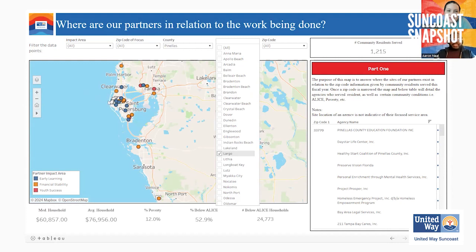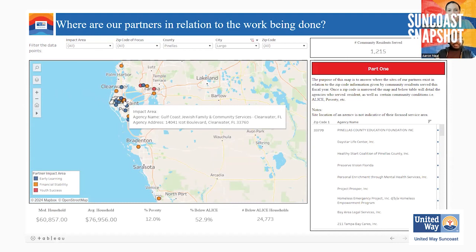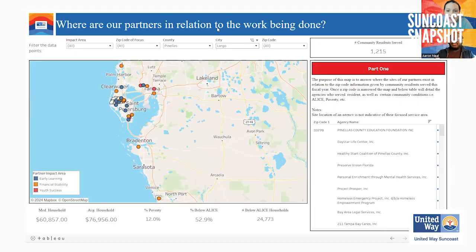So if you hover over anything, you can see, separated by your impact area, which partners someone may have worked with or someone may have engaged. And that's been really helpful to kind of map out where people are going and getting their assistance from by zip code or city. Awesome, it's very informative. Are there any future projects or technology to look forward to?